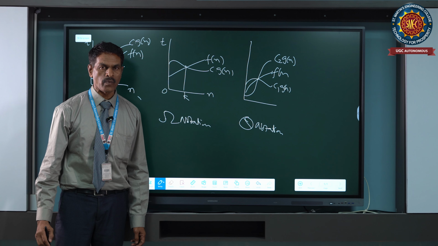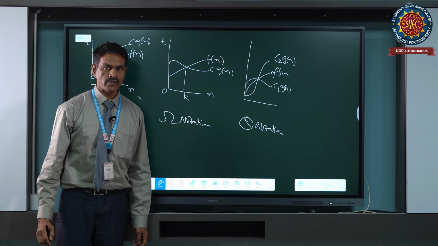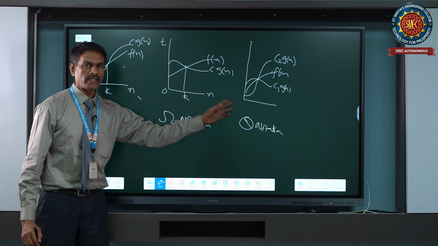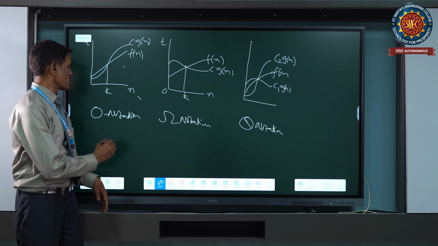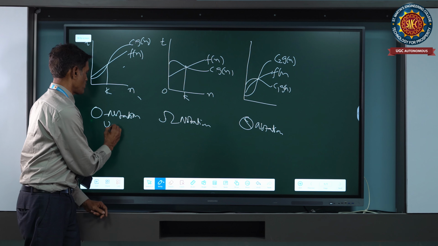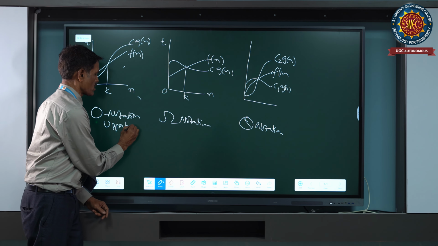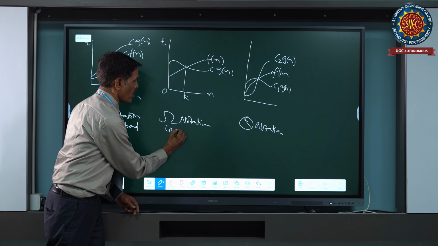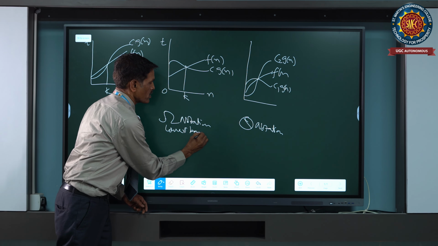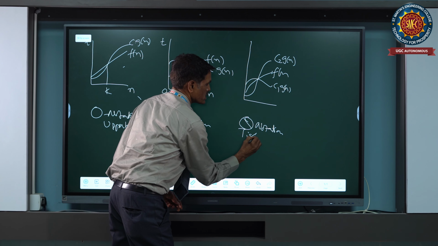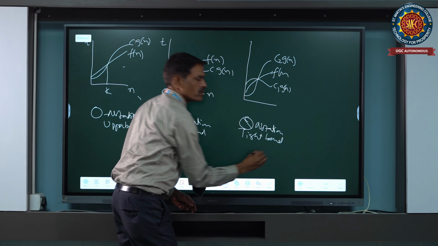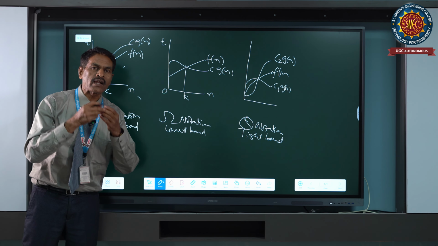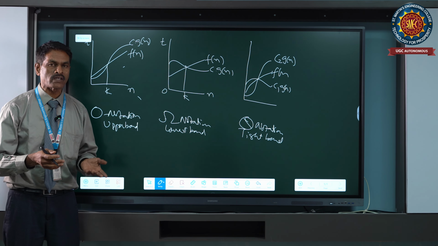Among them, three are important: big O notation, omega notation, and theta notation. Big O notation is the upper bound, omega notation is the lower bound, and theta notation is the tight bound. We use these as a mathematical representation for the time complexity of an algorithm.